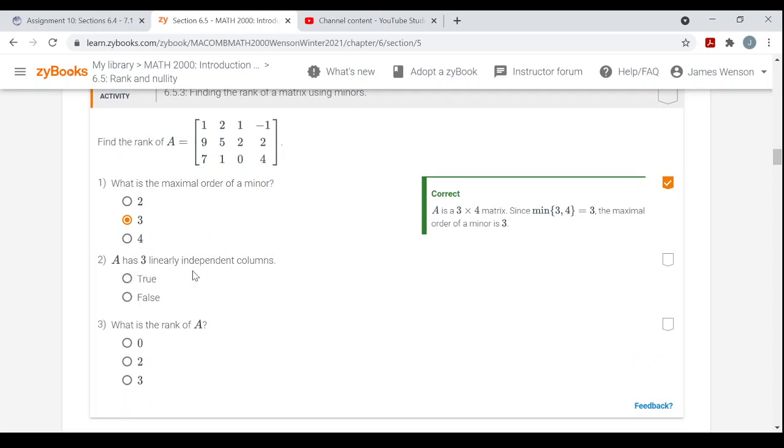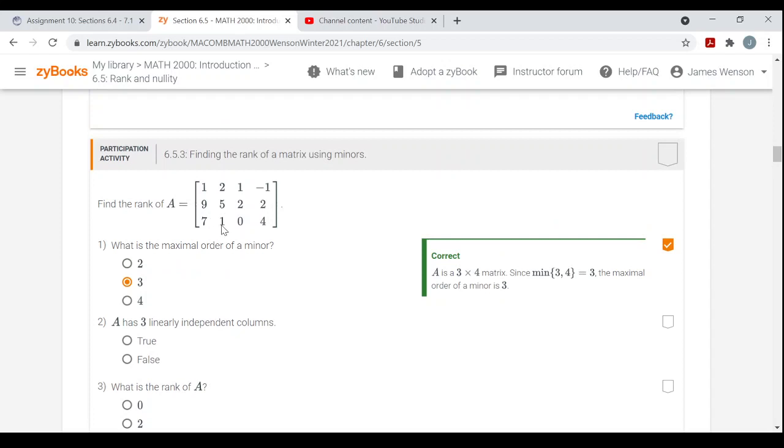A has 3 linearly independent columns? Well, I don't know yet. But in order to make this into a 3 by 3 submatrix, you'd have to get rid of a column. So if I got rid of the first column, say I got rid of the 197, then find the determinant of this 3 by 3.